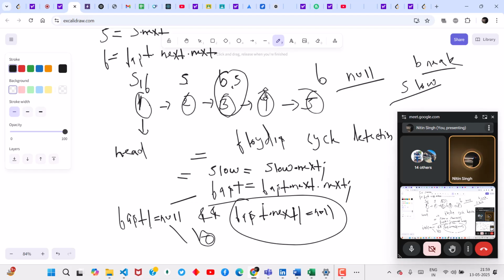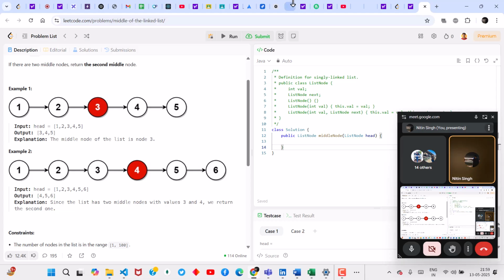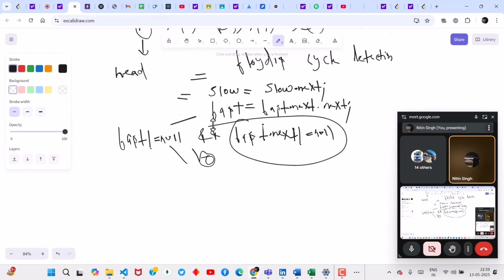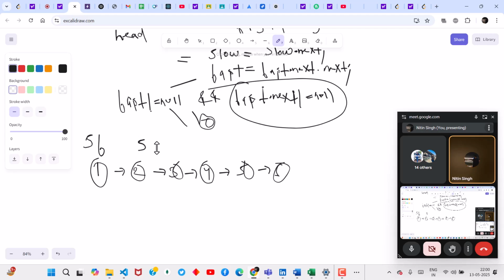How should I believe this with only one test case? Let me go with another test case: 1, 2, 3, 4, 5, 6. I have 1, I have 2, I have 3, I have 4, I have 5, and then 6. I've started my iteration from 1. Slow will be here and fast will be here. In the next iteration, my slow will be here and my fast will be here.